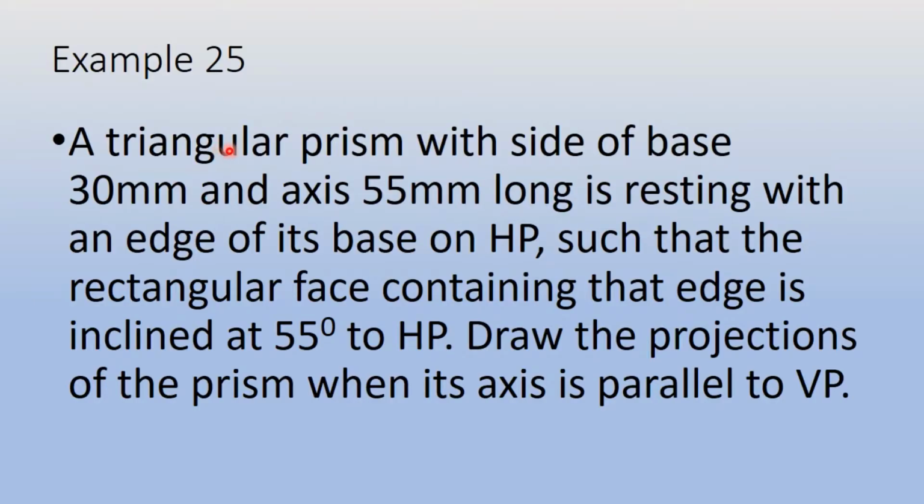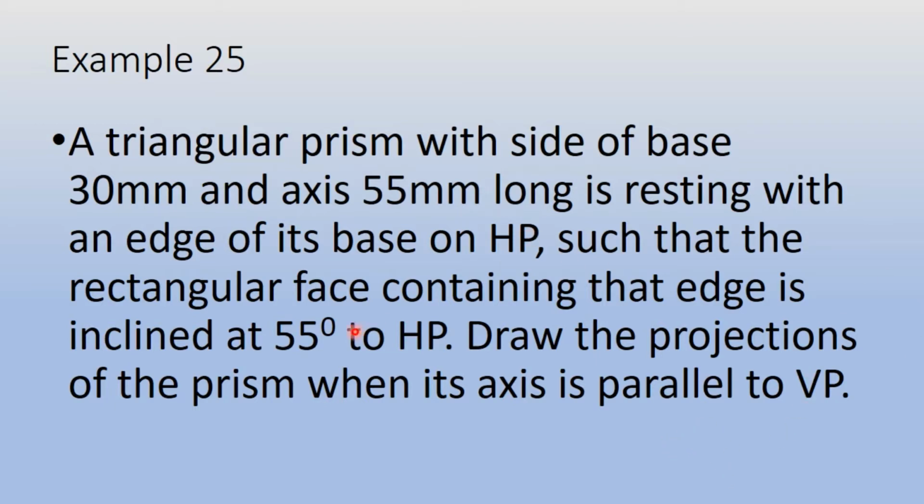So example number 25: a triangular prism with side of base 30 mm and axis 55 mm long is resting with an edge of its base on HP, such that the rectangular face containing that edge is inclined at 55 degree to HP. Draw the projections of the prism when its axis is parallel to VP.